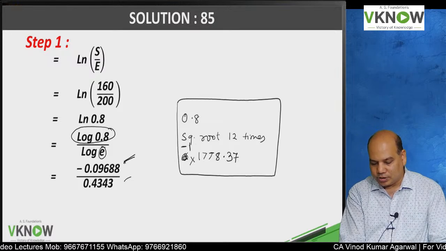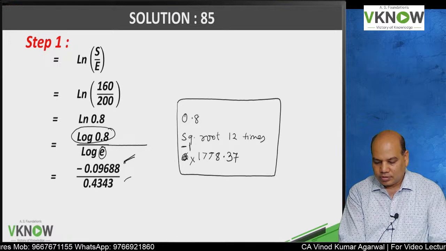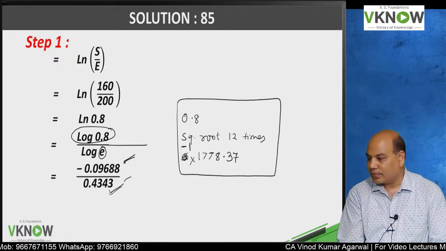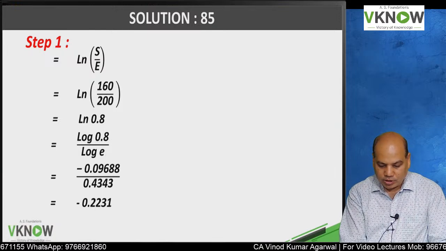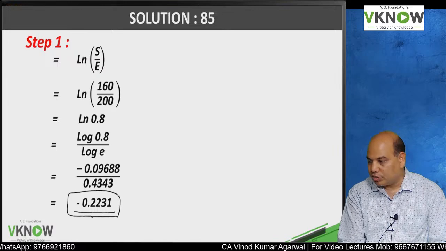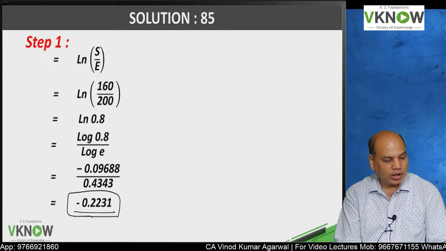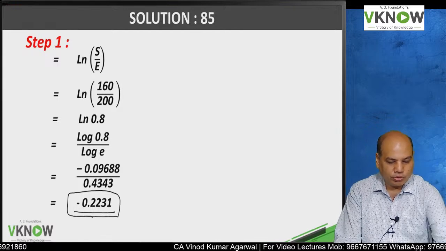And you try the same thing for this log E. Log E means 2.718. You will get this answer. So what is the final answer now? Please write it down. Minus 0.2231.